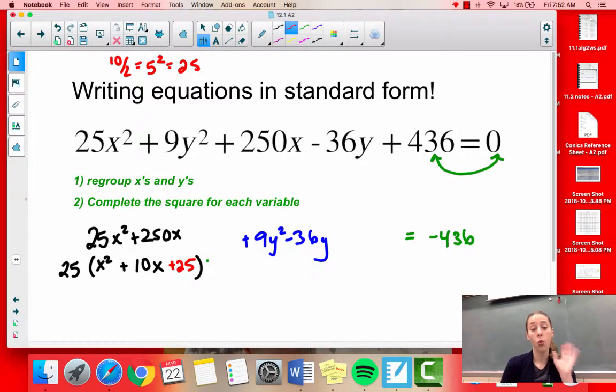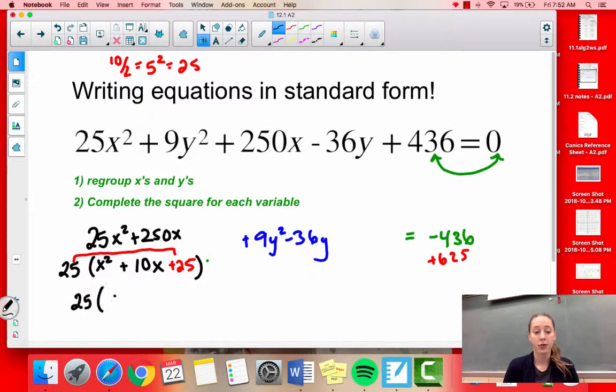And remember, whatever you do to one side, you have to do to the other. So I'm going to take 25 times 25 because we've got that number in front, and we're going to add that number to the other side. So I'm going to add 625 to the right side, and that just keeps our equation balanced. All right? And now I can keep going. I can rewrite this in its factored form. That's kind of the whole point of completing the square, that I can rewrite this as x plus 5 all squared, because 5 plus 5 is 10, and 5 squared is 25. Right, so that takes care of the x's.